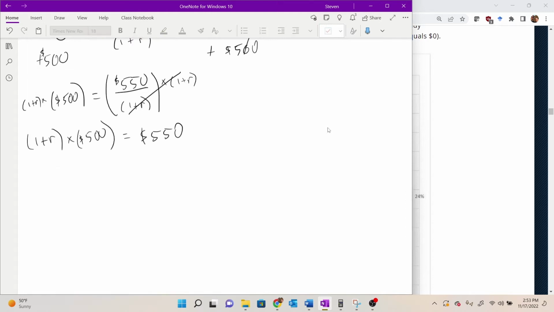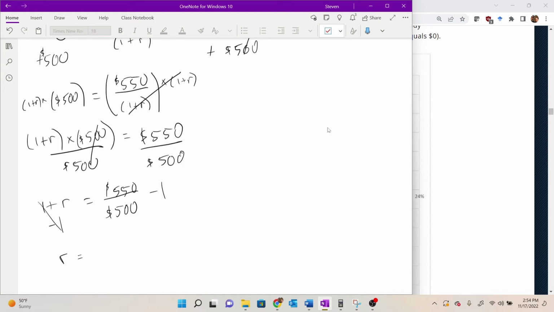All right, then we can divide both sides by 500, so that they cancel out on the left. We're left with 1 plus r is equal to 550 over 500. And then we can just subtract 1 from both sides so that they cancel out on the right. And we're finally left with r equals 550 over 500 minus 1.